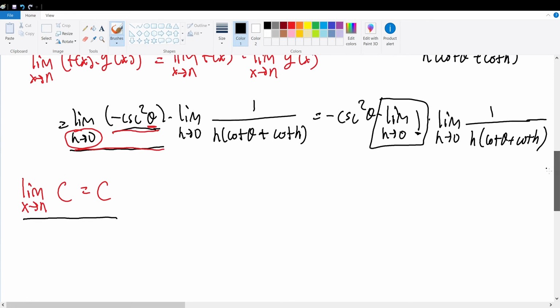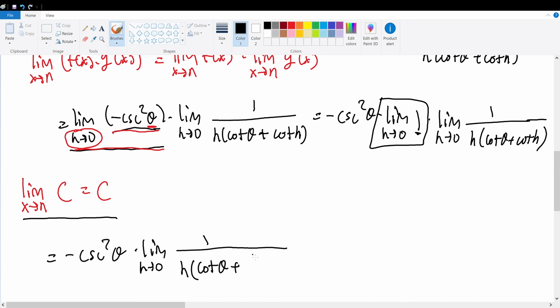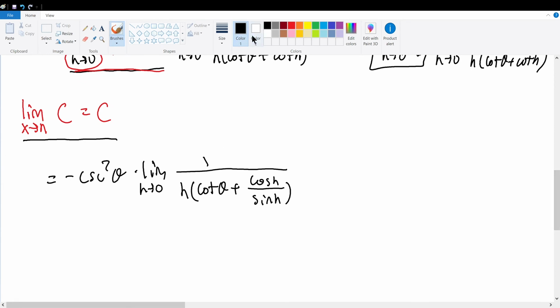So if I scroll down, this will become equal to negative cosecant squared of theta times the limit when h goes to 0 of 1 over, if I rewrite the denominator, h times cotangent of theta plus the cosine of h divided by sine of h. And the reason why I can do this is because of a trig property, which states that the cotangent of theta can be rewritten as the division of cosine of theta and sine of theta. So I've rewritten the cotangent of h to be cosine of h divided by sine of h.